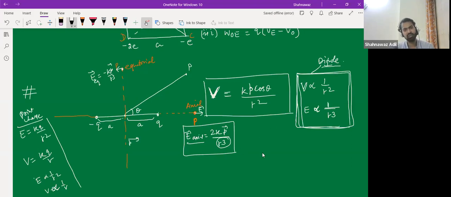Yes, understood, sir. Similarly, for a point charge, electric field is kq by r square, and potential is kq by r. So the electric field varies as 1 over r square for a point charge, and the potential varies as 1 over r. So these are for the point charge and the dipole. Understood?